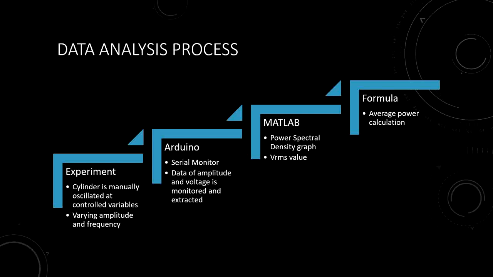After that, the data is imported into MATLAB, where a series of calculations is run to find the signal power spectral density graph and the VRMS value. From the VRMS value obtained from MATLAB, we can finally calculate the average power using a formula.